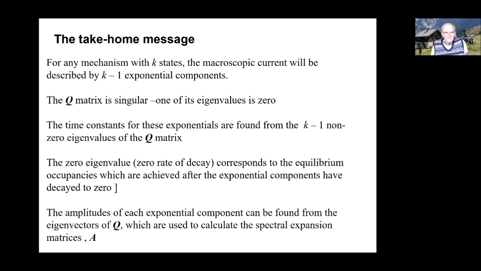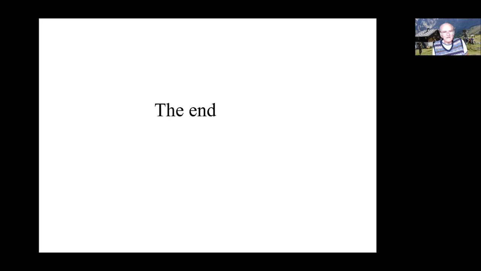And the amplitudes for each of the exponential components can be found from the spectral expansion matrices, which are found from the eigenvalues and eigenvectors of Q, which the computer will give you. And that's it for macroscopic currents.